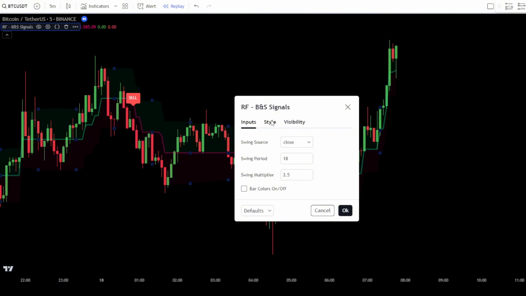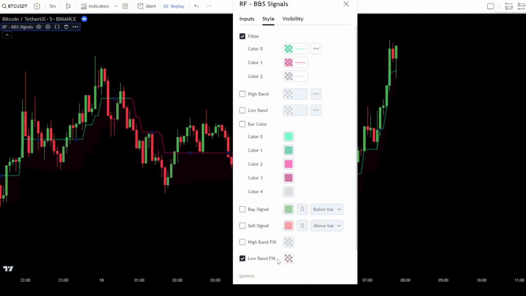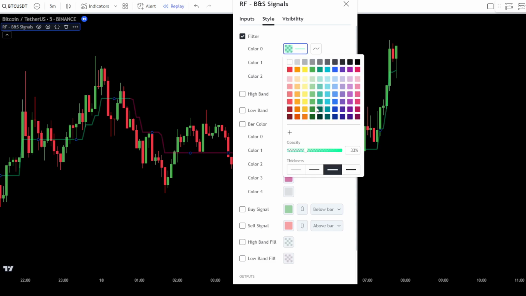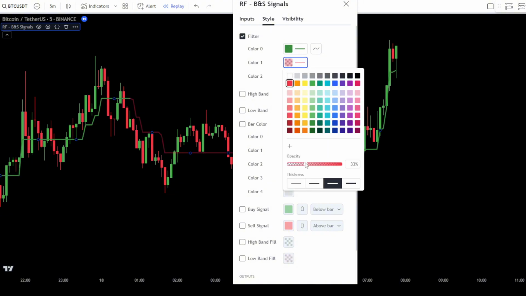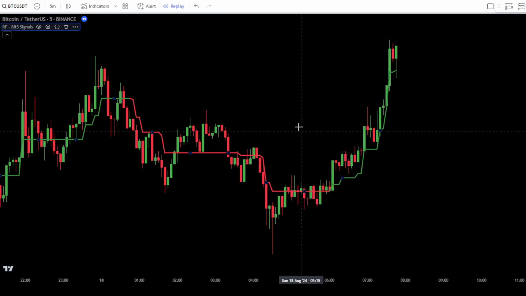After that, go to the Style tab. In the Style tab, remove all markers and only leave the filter option checked. Next, adjust the color and thickness of the filter line to make it easier to see. Once done, simply click OK to save the settings. The Vumanchu Swing Free indicator will be used as a trend filter in the market.